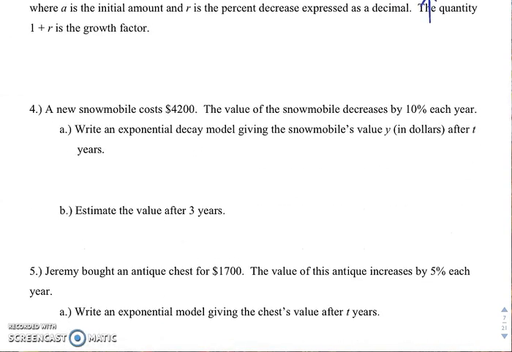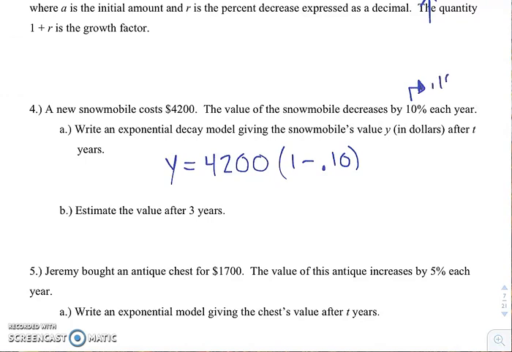So it says a new snowmobile costs $4,200, and the value of the snowmobile decreases by 10% each year. So it wants us to write an exponential decay model giving the snowmobile's value after 2 years. So it wants just a general equation first. So if we're trying to figure out the value y after so many years, we know that it starts at a value of $4,200, and it's decreasing, so we're going to subtract from 1 the rate, 0.10. And right now we're just doing, in general, t number of years.